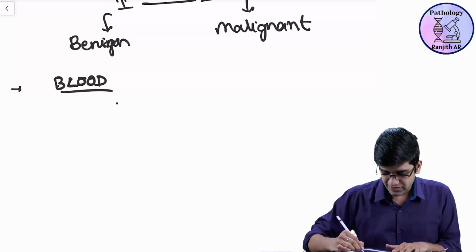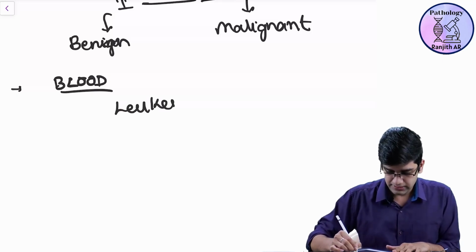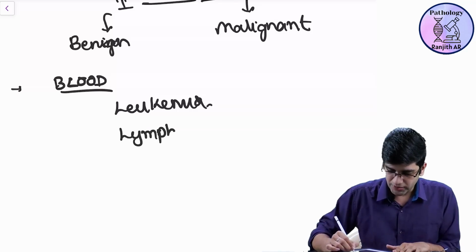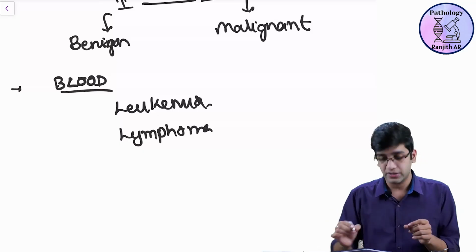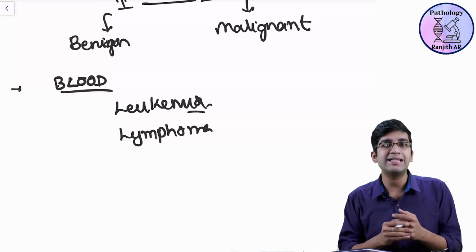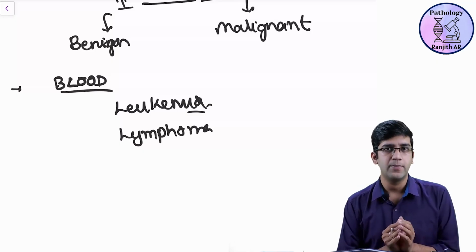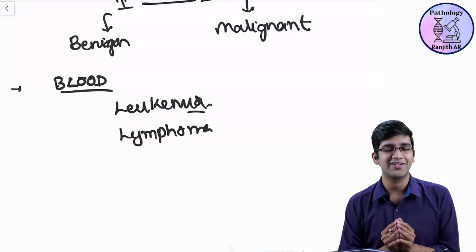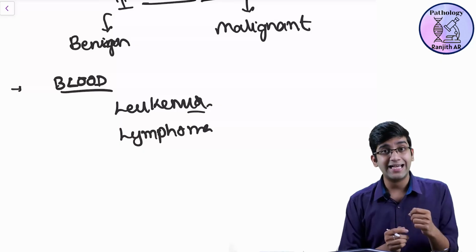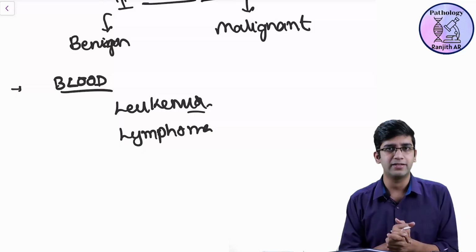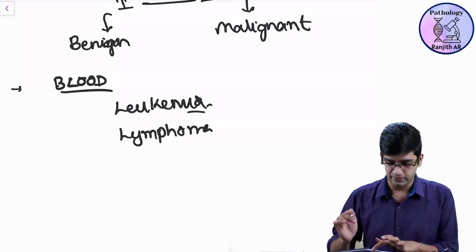In blood, we have leukemias and lymphomas, and both are malignant. Again, this is an exception because leukemia doesn't end with OMA. Leukemia and lymphoma are both malignant tumors. Langerhans cell histiocytosis is again a malignant tumor, and it doesn't have the OMA ending. So, an exception, that's all.